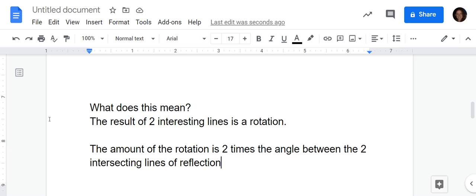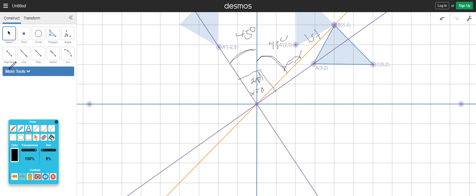So let's do a couple other examples. So I am going to take a second and erase this. And I'm going to delete these lines and points a little bit.